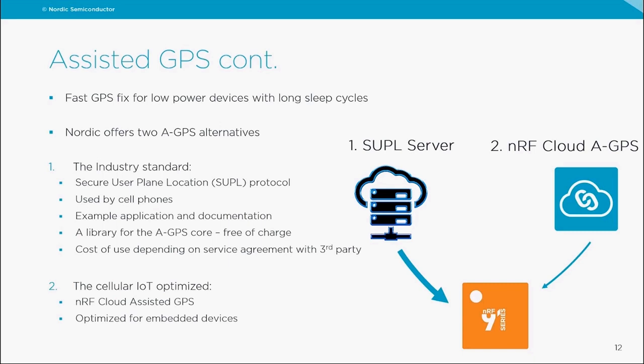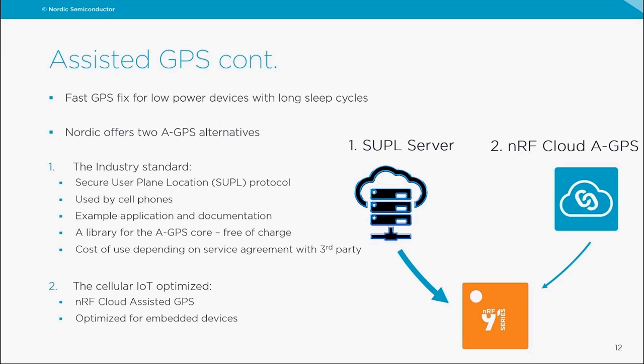There's a cost to use this depending on the service agreement with the third party. So we use Google SUPL server for the example application, but SUPL is the standard protocol and supported by many service providers. One of the challenges with SUPL is that it is not optimized for embedded devices or low power devices. So we saw the need to develop a more optimized protocol for cellular IoT. And we call that the nRF Cloud Assisted GPS.